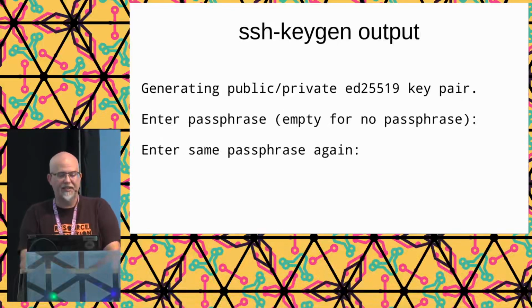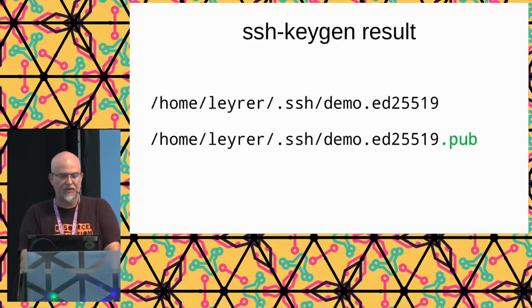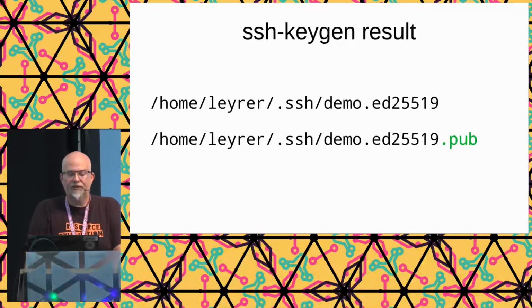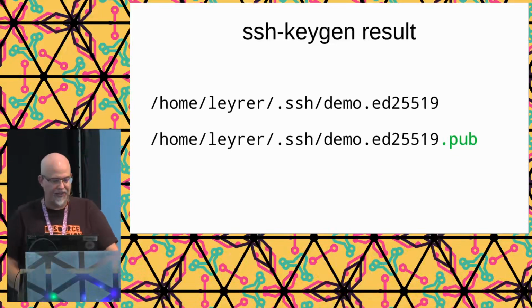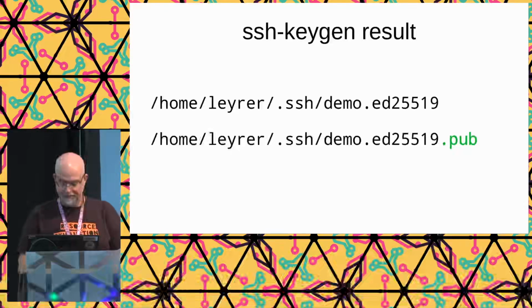Once ssh-keygen has finished its work, it also tells us it generated 2 files. The demo ed25519 file, that's your private key. If it has the extension .pub, that's your public key. Please don't mix them up. Please don't upload the private key to GitHub or GitLab or another of these sites. These files are actually text files, so you can take a look at them.